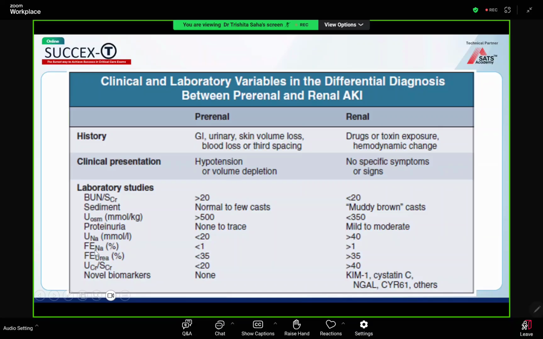Then urinary sodium is less than 20 in pre-renal and more than 40 in renal. Fractional excretion of sodium, which is an important parameter, is less than 1%, and it is more than 1% in renal. Fractional excretion of urea percentage is less than 35 in pre-renal, more than 35 in renal. Then the urine creatinine to serum creatinine ratio is less than 20 in pre-renal and more than 40 in renal. And then there can be use of biomarkers for diagnosis of renal AKI.